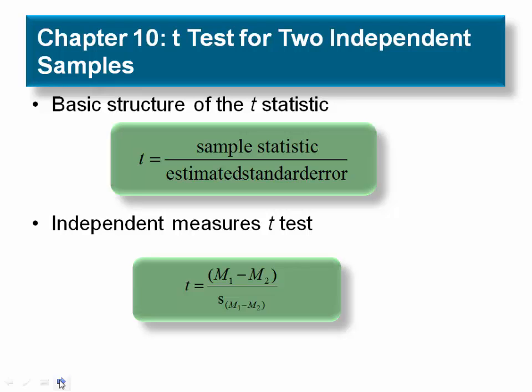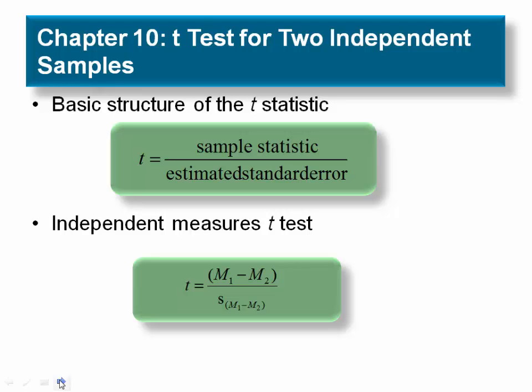If you're doing a two-tailed test based on a null hypothesis, it won't matter which mean is designated as M1 and which mean is designated as M2. However, if you're doing a one-tailed test, the treatment group will always be designated as M1.